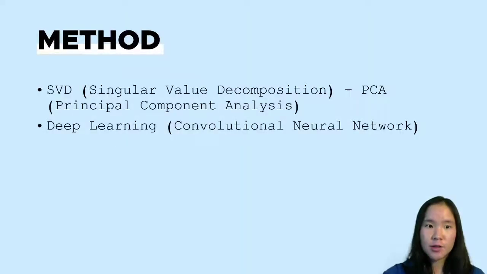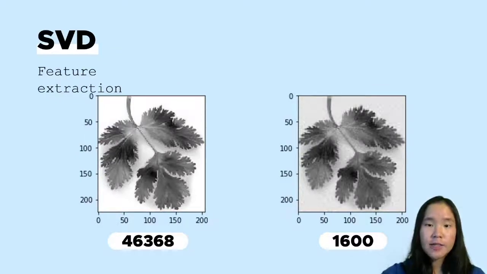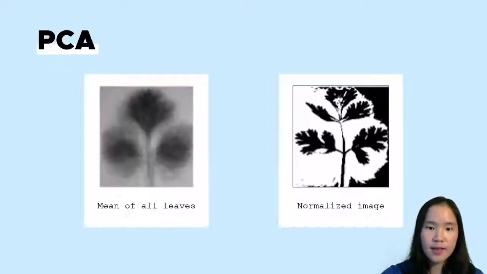The methods that I use for this research are SVD, PCA, and deep learning. By using SVD, we can extract some features. In these pictures, I reduced from more than 40,000 features to only 1,600 features. And we still know that it's a picture of a leaf, which means it still has most of the information.